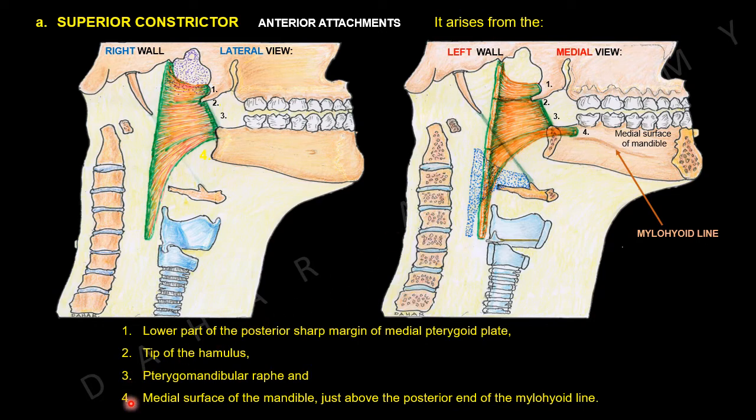Then number 4, it is attached to the medial surface of the mandible, just above the posterior end of the mylohyoid line, on this medial surface. They are the anterior attachments of the superior constrictor muscle, seen from outside and seen from inside.